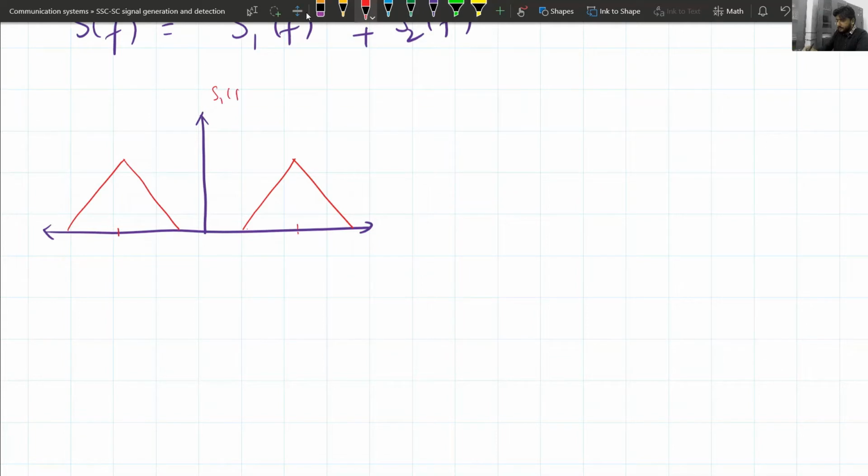This will be S1F. This will be FC minus FC, this will be Fm, plus FC, FC minus Fm. Similarly, minus FC plus Fm and minus FC minus Fm.